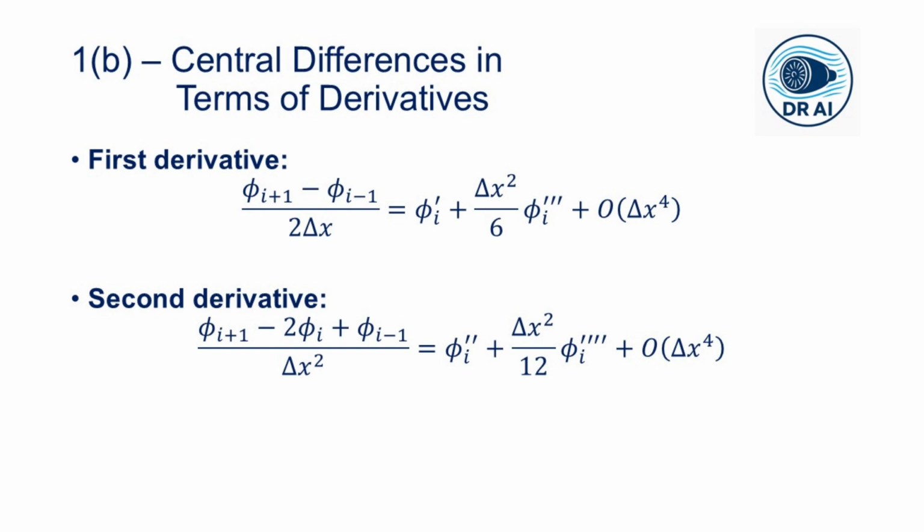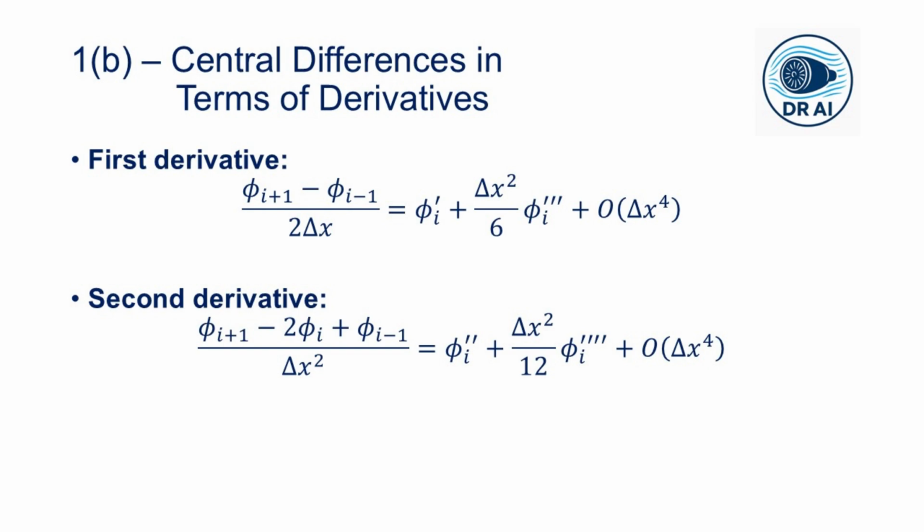Similarly, for the second derivative, we add phi I plus 1 and phi I minus 1, subtract 2 phi I, and divide by delta x squared. So this time the odd derivatives cancel out and the even ones remain. It can be seen from equation number 5 that again the leading error is of the order of delta x squared.